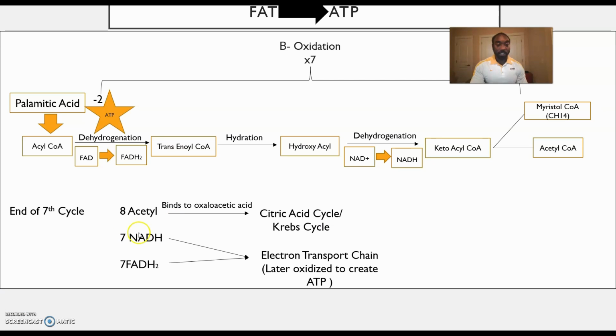Next, 7 NADH and 7 FADH2 come together, which gives us the electron transport chain, which is later oxidized to create ATP.